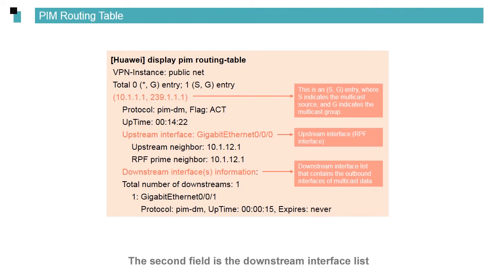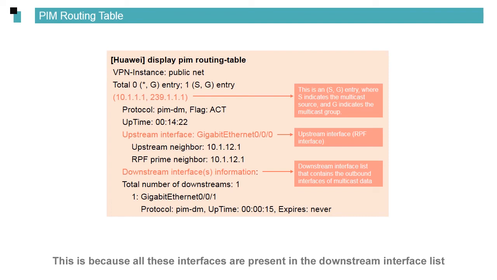The second field is the downstream interface list, also referred to as the outgoing interface list. When a PIM-DM router receives a multicast data packet from an upstream interface, by default, it forwards the packet from all interfaces except the upstream interface. This is because all these interfaces are present in the downstream interface list. When branch pruning is performed, the pruned interfaces are removed from the downstream interface list.